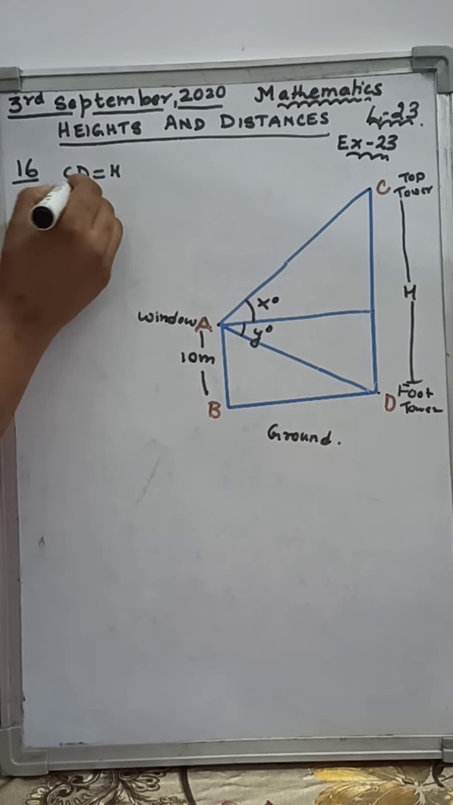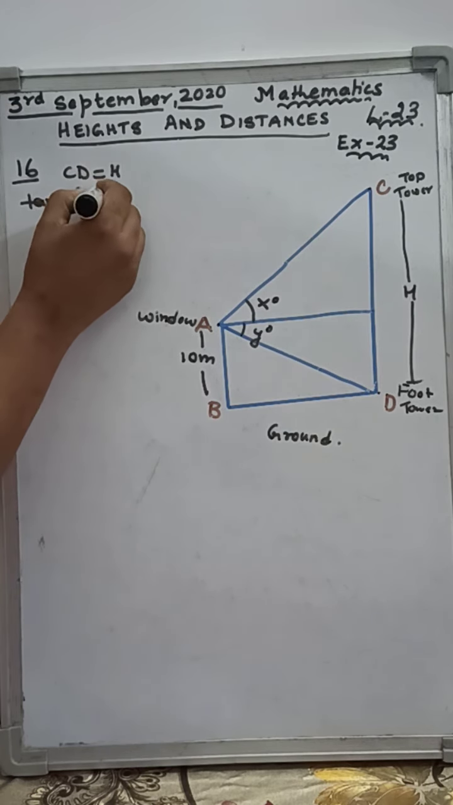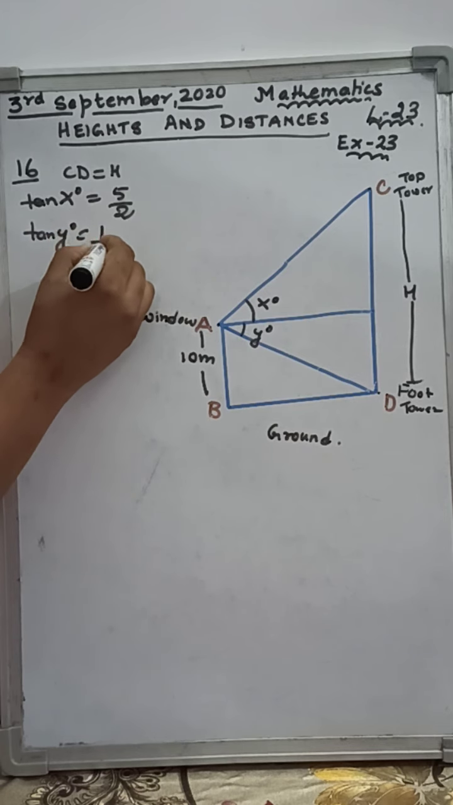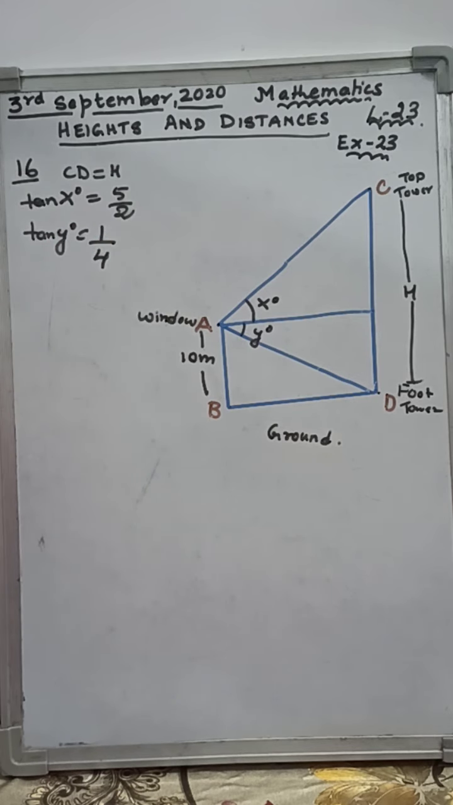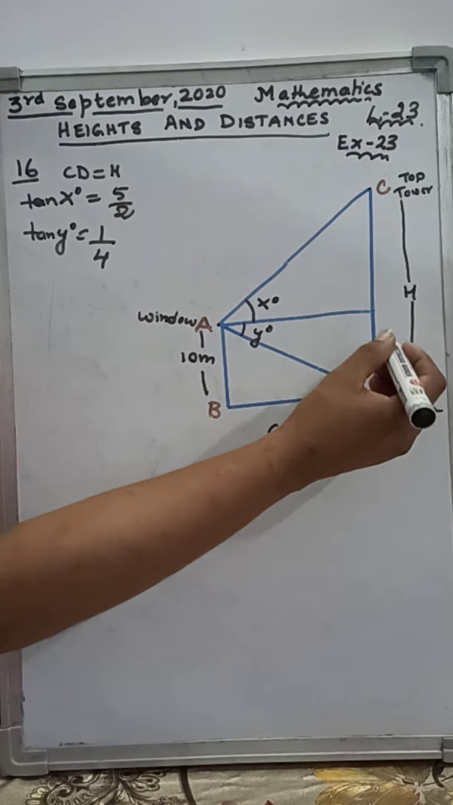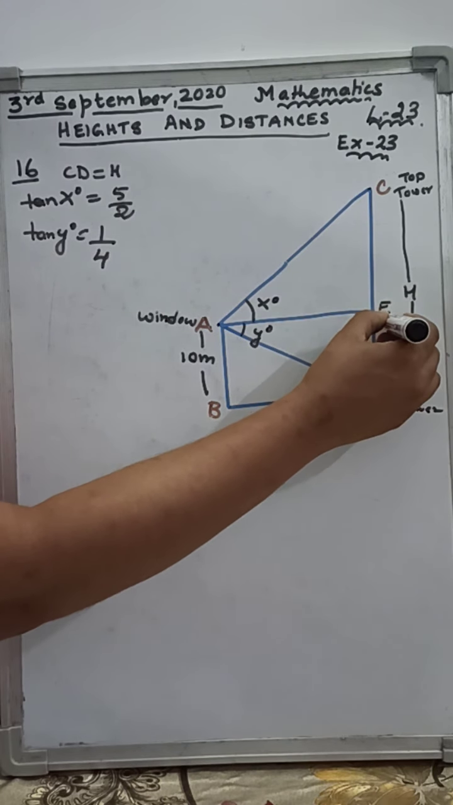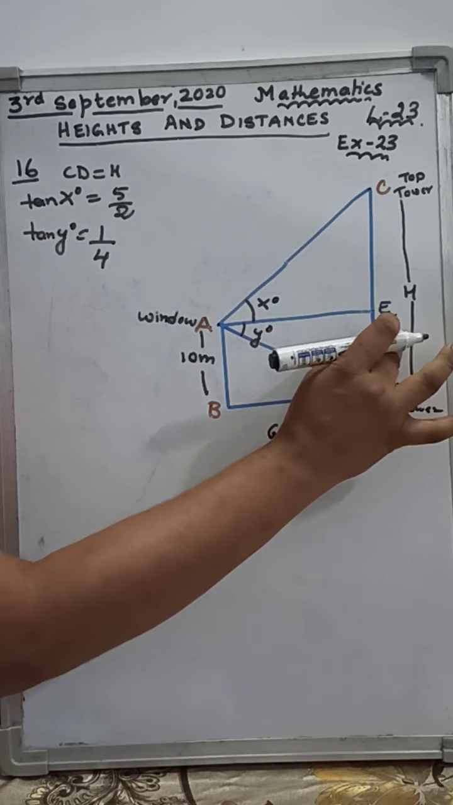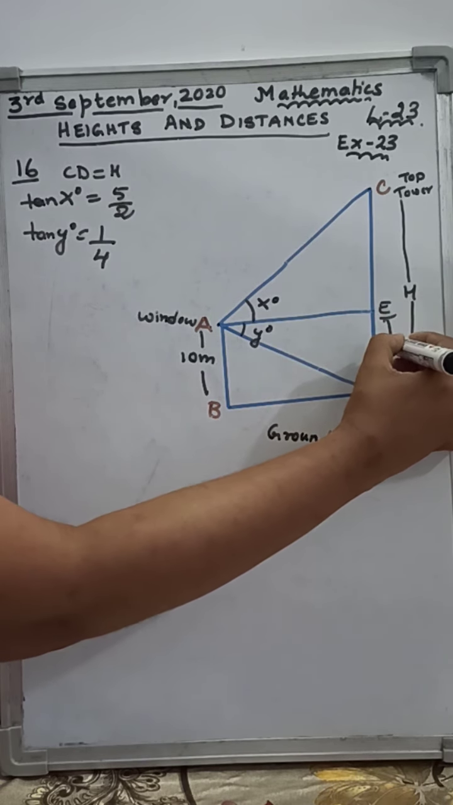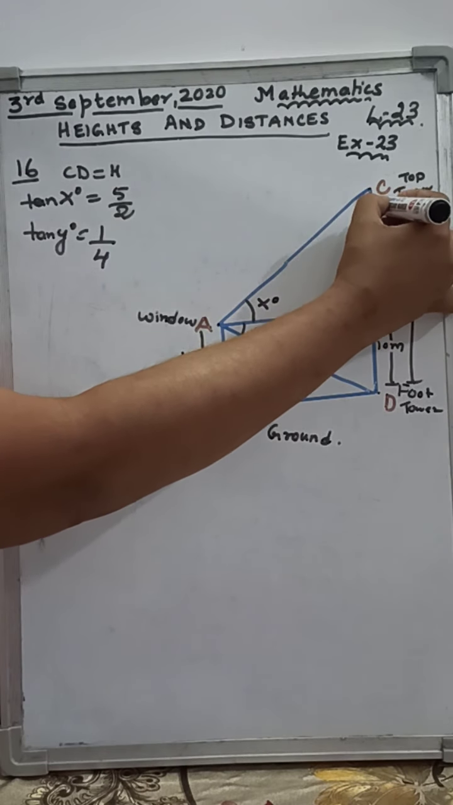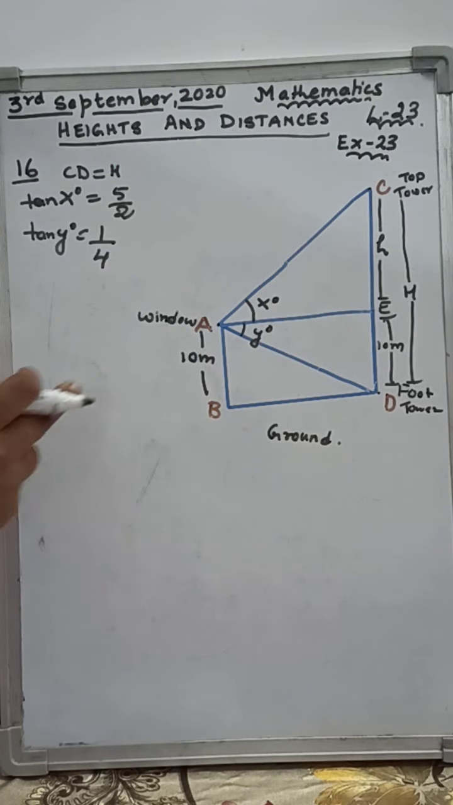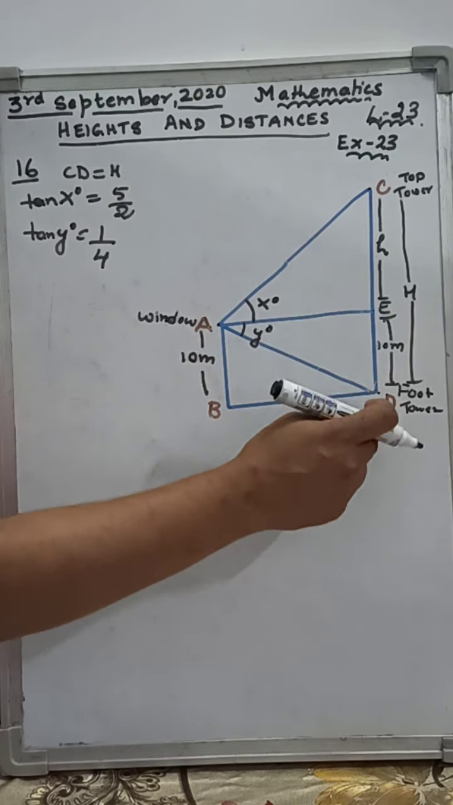In the question, the value of tan x degree is given to us as 5/2 and tan y degree is given to us as 1/4. This is AB, 10 meter. So let us take this point E. So this ED will also be 10 meter. And let us take CE as small h. Clear? So first of all, we will take triangle AED.